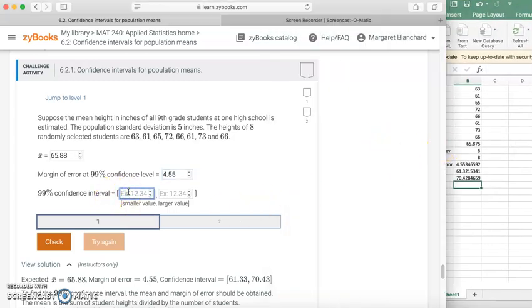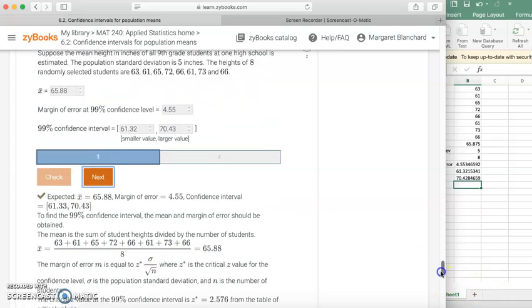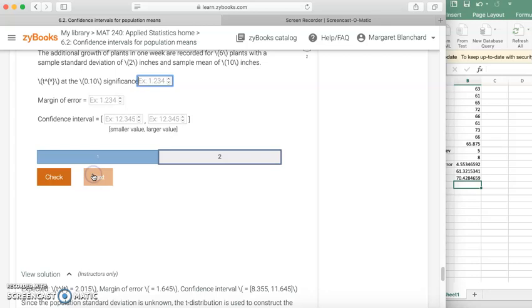Our lower bound is going to be 61.32, and our upper bound is going to be 70.43. Let's check. Nice little green check mark. We have a nice little explanation here for everything too, but the idea is that we already went through all that, so you don't need to cover it again. Let's go on to the next part.